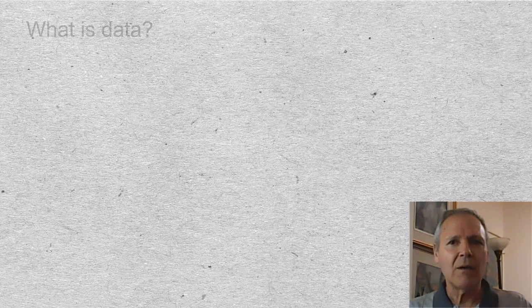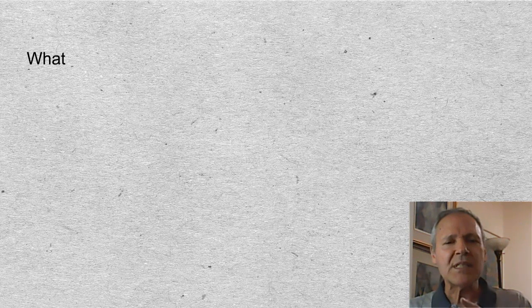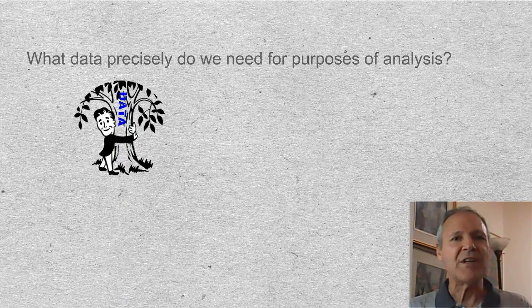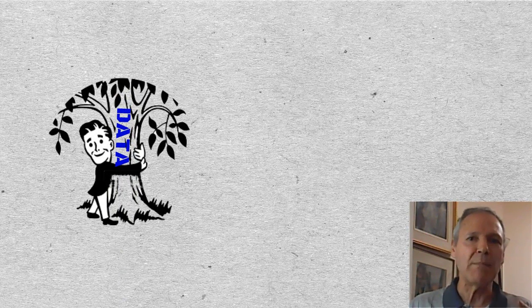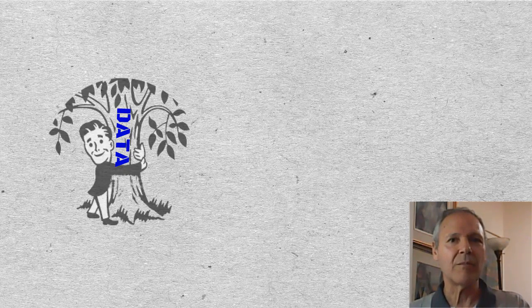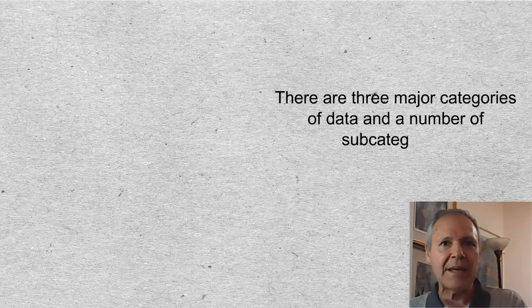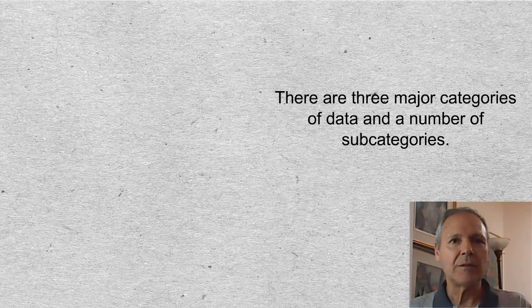Data, we all know, is a ubiquitous theme in the marketing of maintenance technology. But what is data, really? What data precisely do we need for purposes of analysis and for making optimal maintenance decisions? Let's try to get our arms around the nature of data insofar as maintenance and reliability are concerned. There are three major categories of data and a number of subcategories.